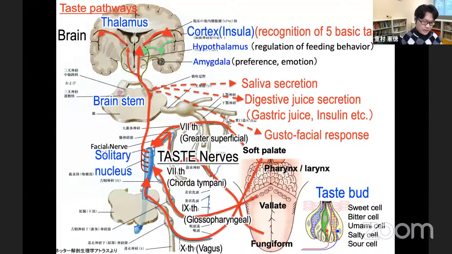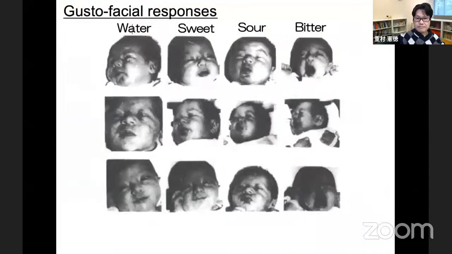On the other hand, if you eat toxic food, you recognize it's bitter here, it tastes bad here, and you don't eat and don't chew, with an unpleasant face. And reduction of saliva and digestive juice helps it not to be absorbed into the body. This panel shows the gustofacial responses.